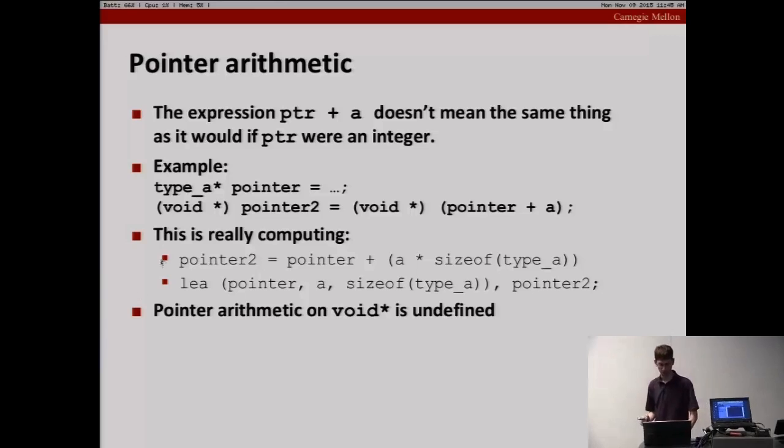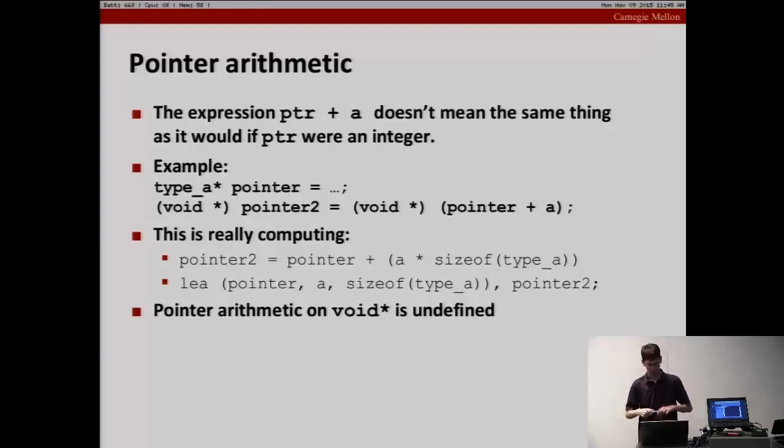So, down here, you can think of this as a couple different ways. You can think of it as this is really doing the value of the pointer plus this times the size. And in terms of assembly, what that looks like is a load effective address, where we have the base pointer that it's starting at, and then the thing we're adding times some scaled value is going into pointer 2. So this depends on the type of that pointer.